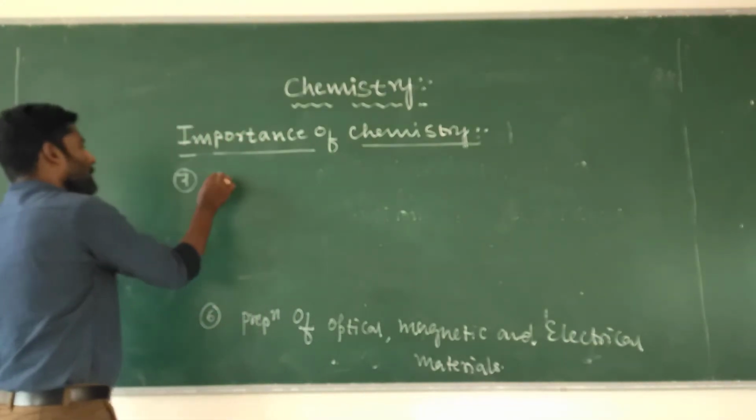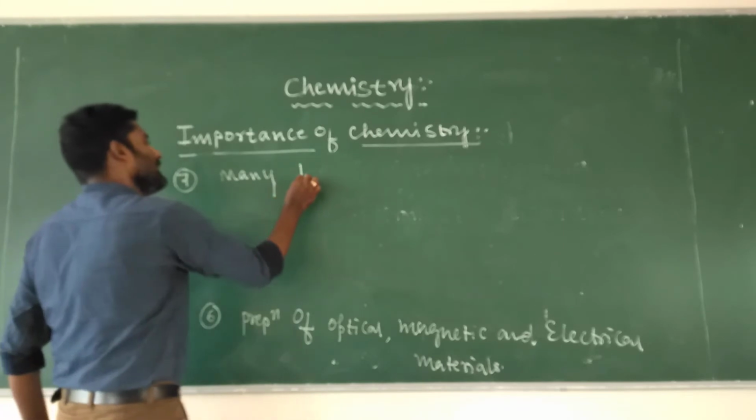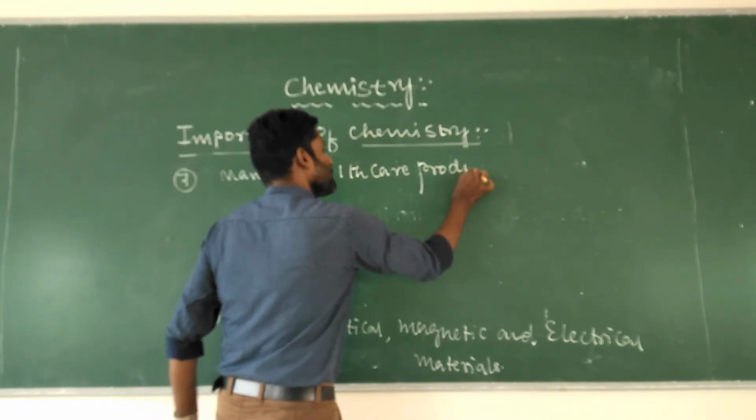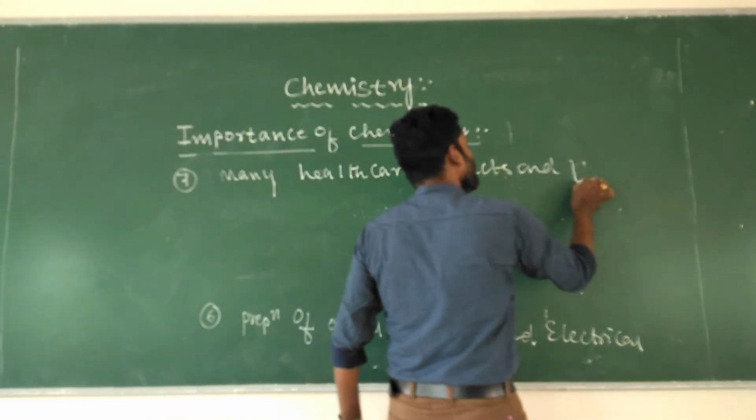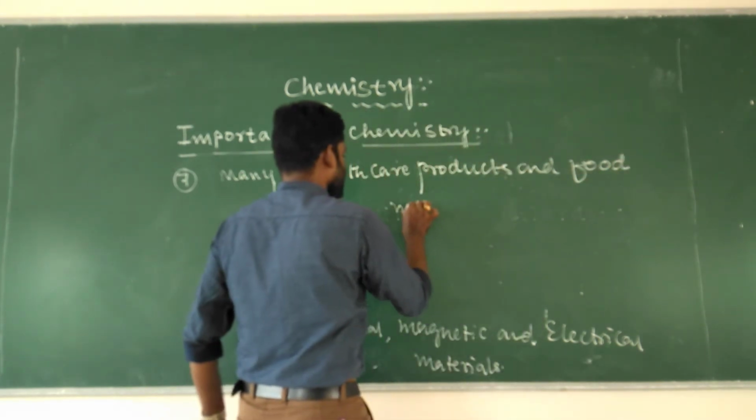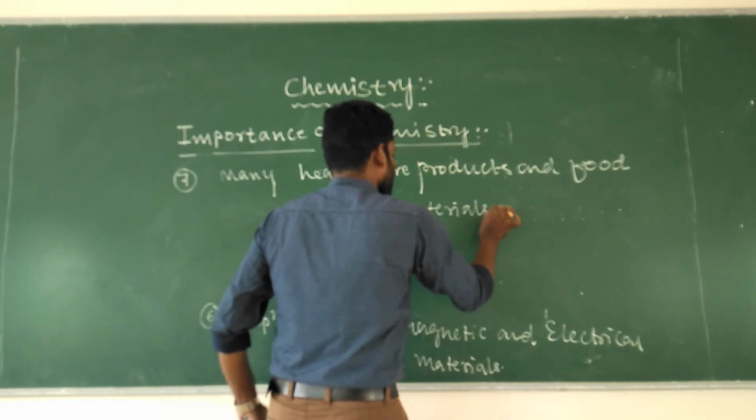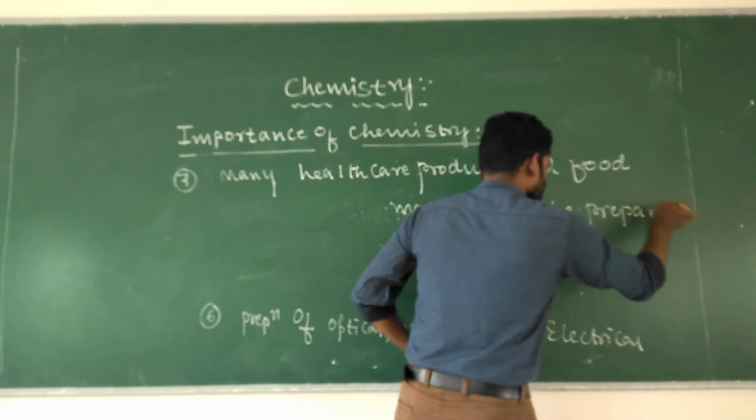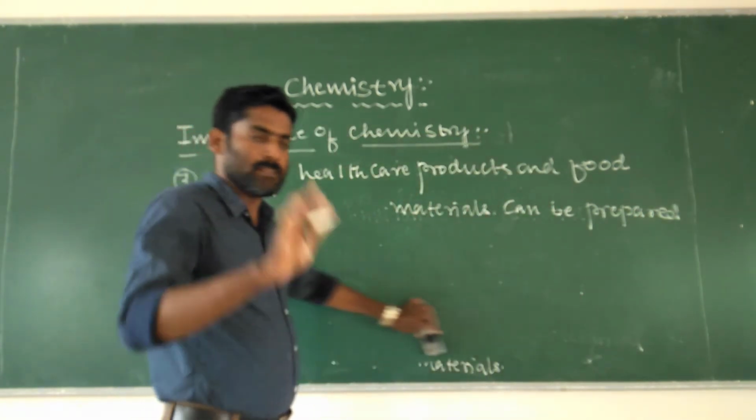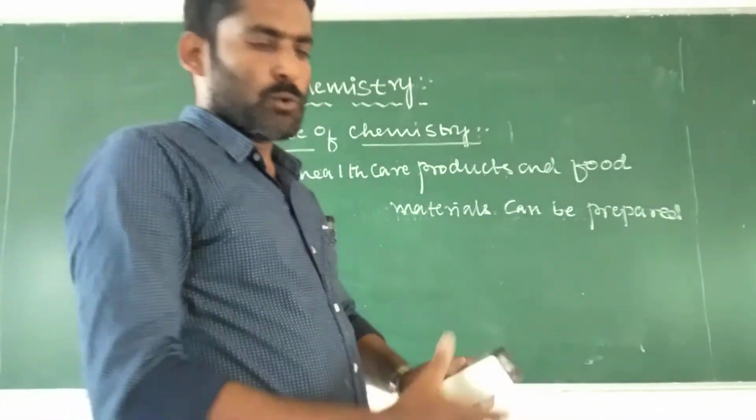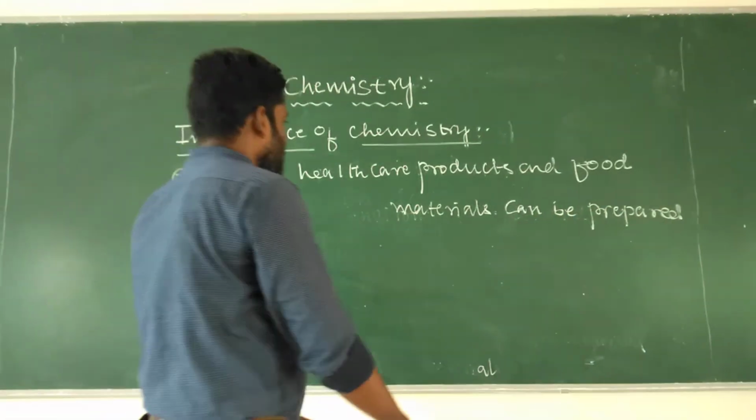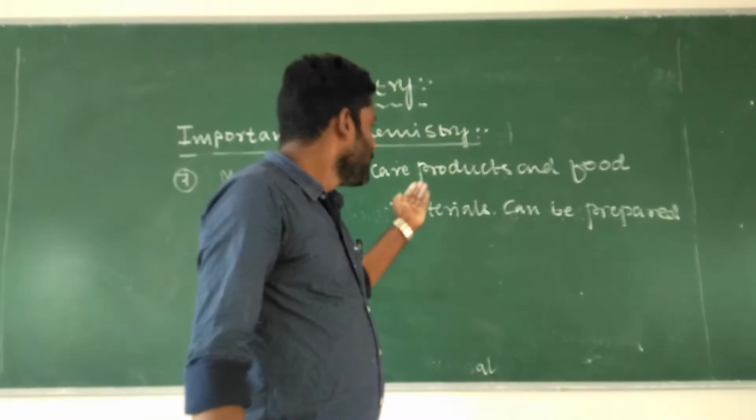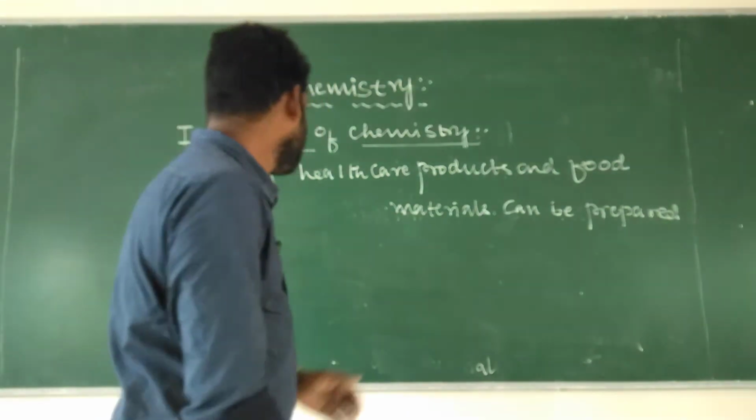And once again, seventh one, many healthcare products and food materials can be prepared. So using the principles of chemistry to improve the quality of life. So many healthcare products and food materials can be prepared.